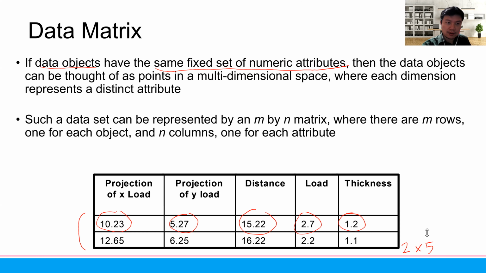So this data set can be represented by an M by N matrix. M is referring to the rows and N is referring to the columns. So for example, 2 by 5 means that there are 2 rows and 5 columns. And those columns should be fixed. So when we have this data matrix, you can just use it for your analysis.